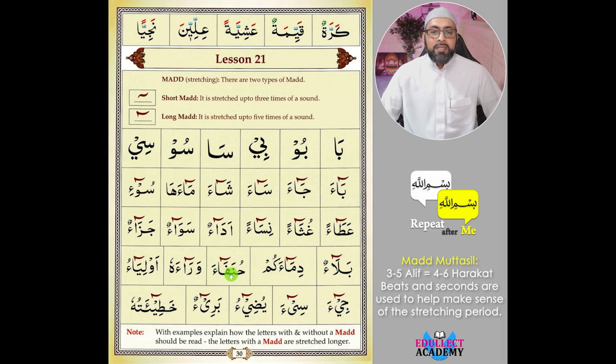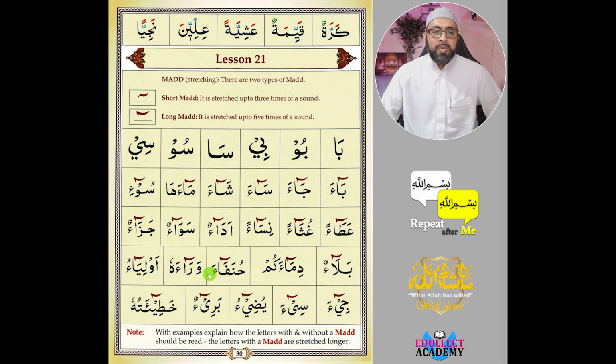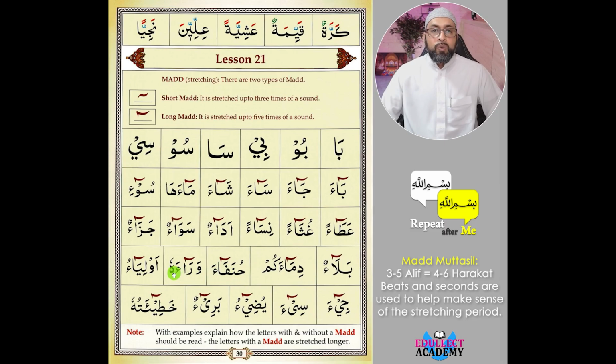Next. حنفاء. Again. حنفاء. One more time. حنفاء. MashaAllah. Next. وراءه. Remember the who is the reverse dhamma, which means two harakat. It's like saying ha, wow, dhamma, who. Okay, so same principle. Again, 5 harakats or beats long there.